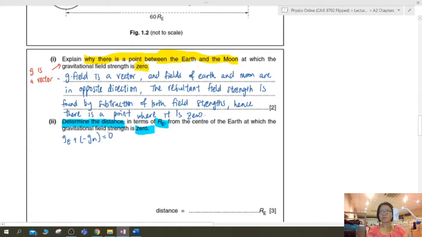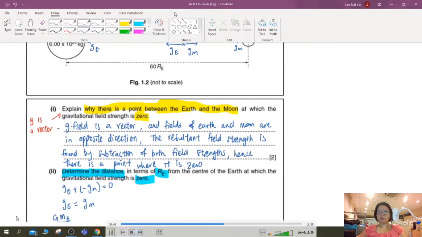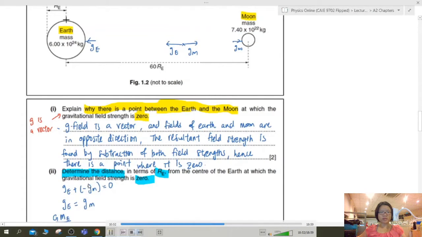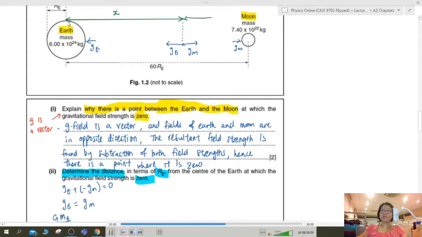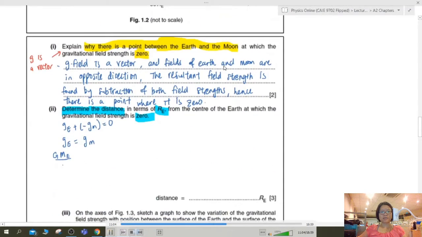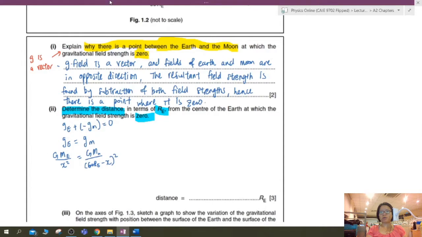Okay, continue. Determine the distance in terms of RE where your field strength is 0. So like I say, when you add them together, because they are in opposite directions, you get minus. So now you equate them. GE is equal to GM. But in order to find GE, I need the radius from the center of the Earth, which I will label X. And if this is X and this is 60 RE, then the remaining side will be 60 RE minus X. Okay, don't forget the square.